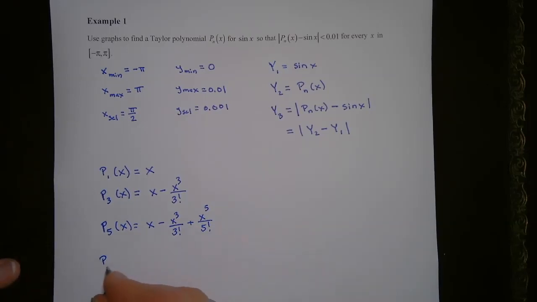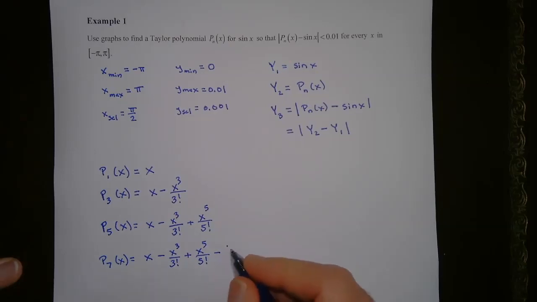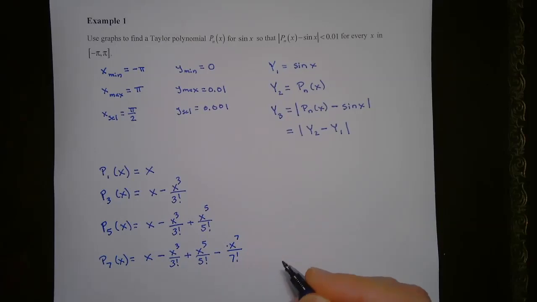And then let's do p sub 7. Okay, and that would be x minus x cubed over 3 factorial plus x to the 5th over 5 factorial, and then minus, and we don't have an x to the 6th. That's why we don't have a Taylor polynomial for this for order 6. Okay, we have just the odd one. So then this would be x to the 7th over 7 factorial, and then we'll start with these, and then we'll come back and look at, do we need a 9th order to satisfy this condition? All right.